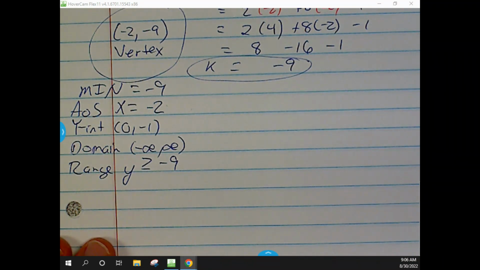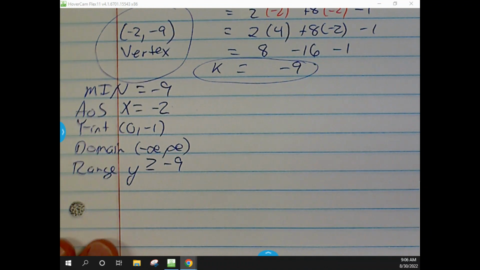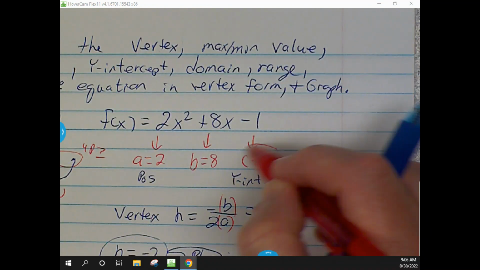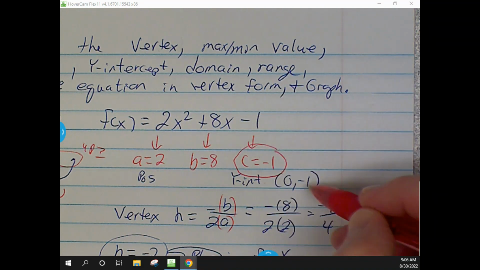Can you show where you got the y-intercept from? Oh, yes, it's just the c value. So back up here when we're doing this one, whatever the c value is, that's always your y-intercept.